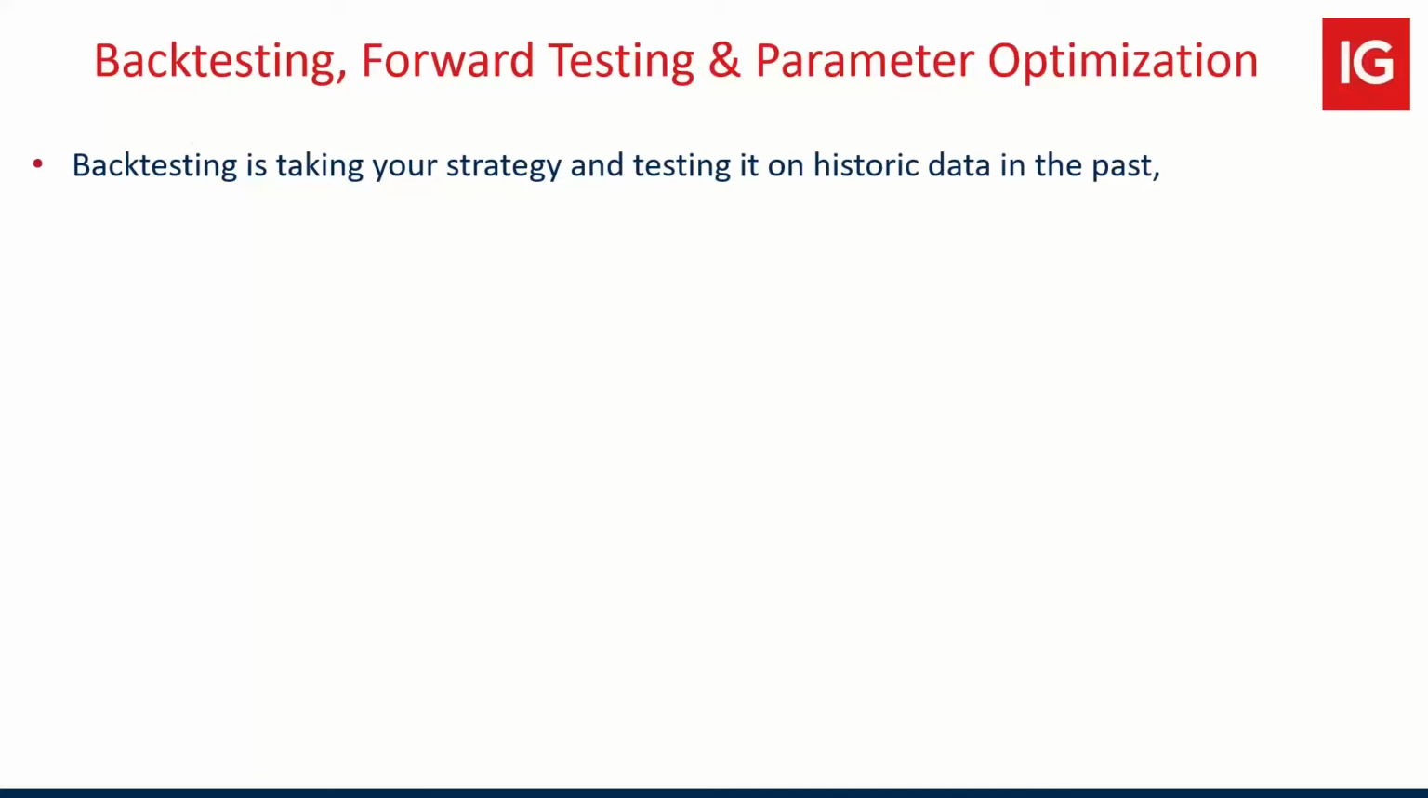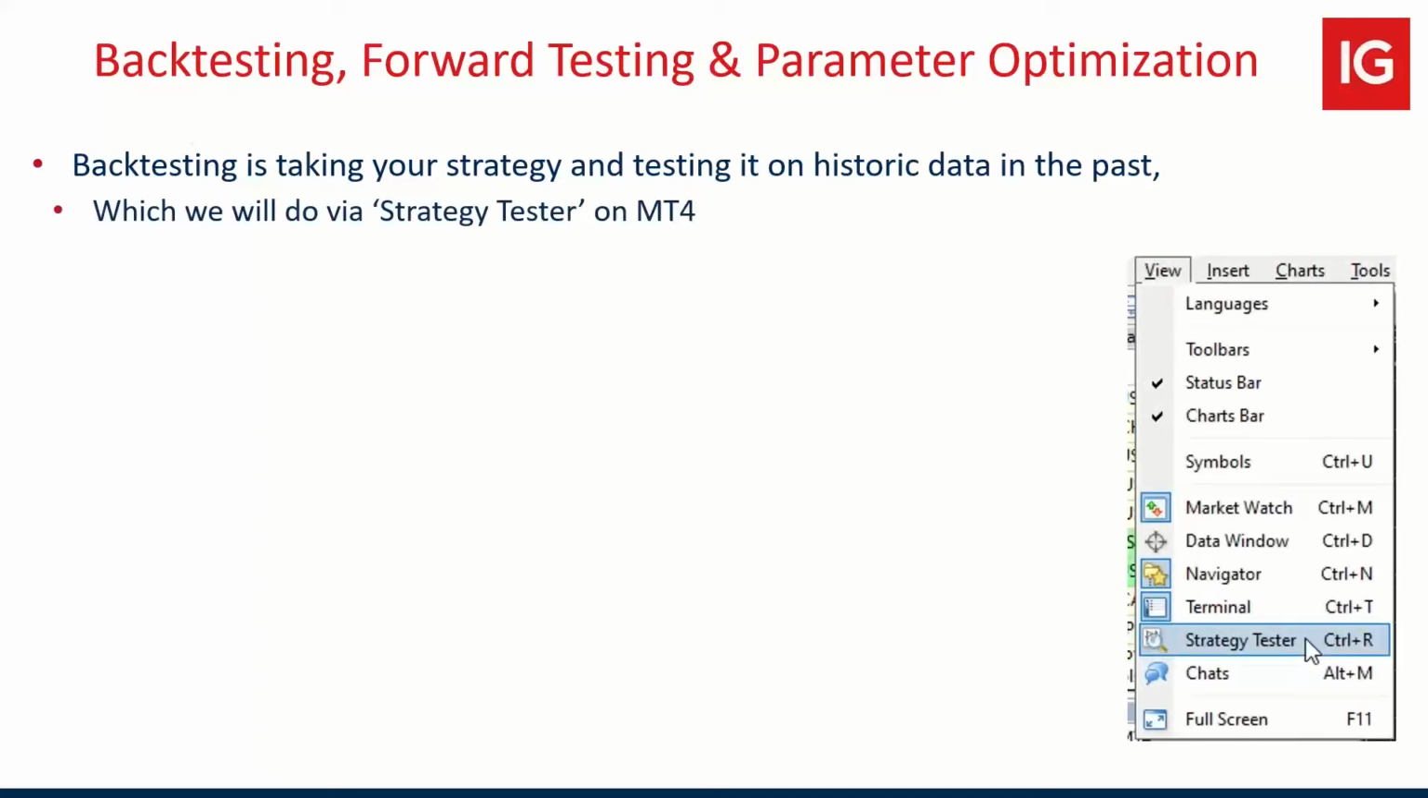So for this next section, now that we have a program, the next section has to do with backtesting, forward testing, and parameter optimization. Let me take this slide to explain the difference between them all. Backtesting is taking your strategy and testing it on historic data in the past. Very, very important, and we are going to do it via the Strategy Tester on MT4. You just go to View, Strategy Tester.